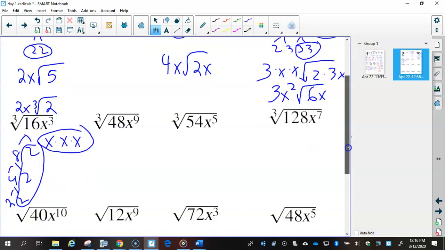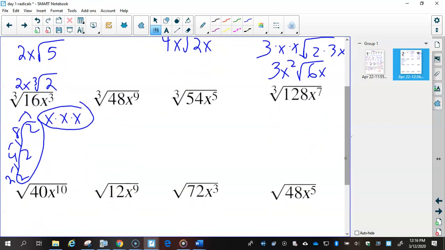Okay. I do want to do one more of the cube roots with you. Why would, if 3 and 2 aren't paired, why did they go on the inside? They both did not have a pair, so they both went on the inside.